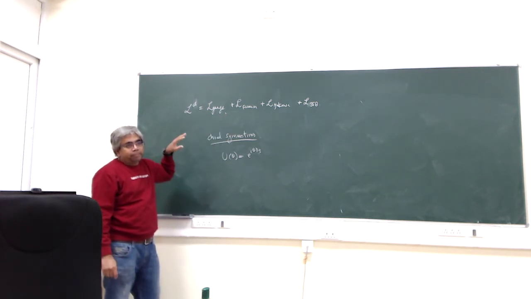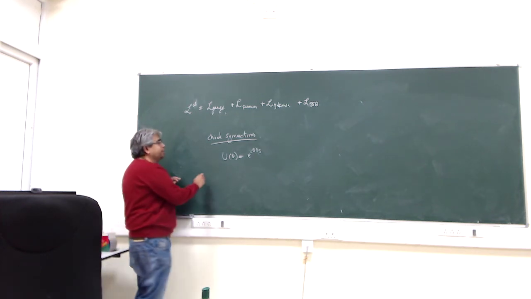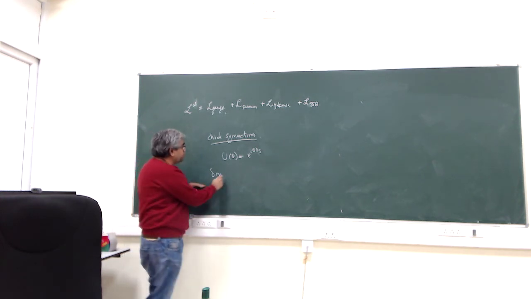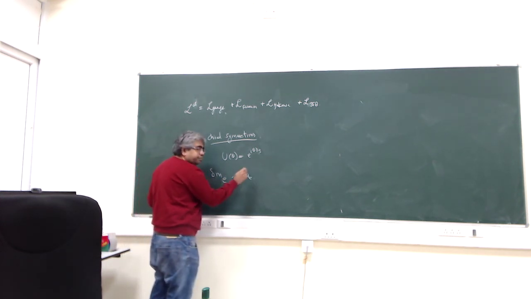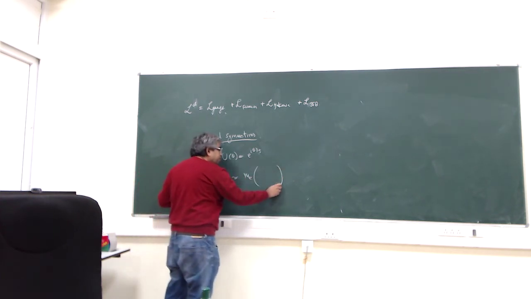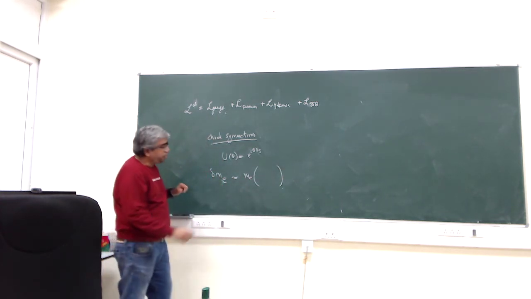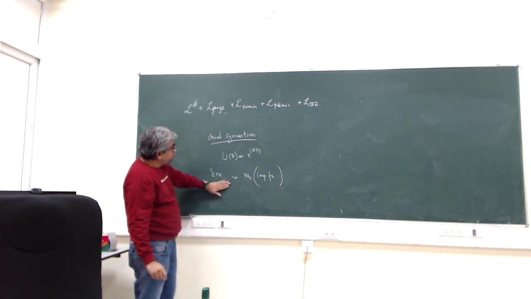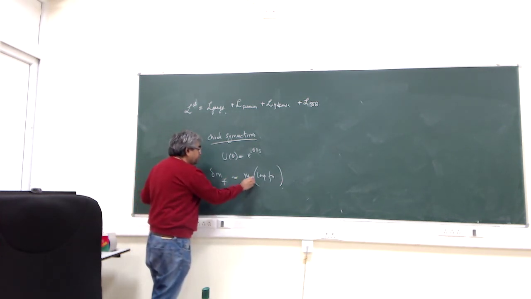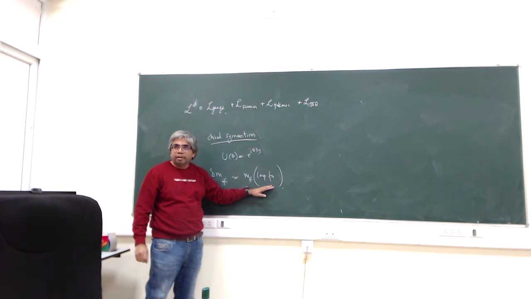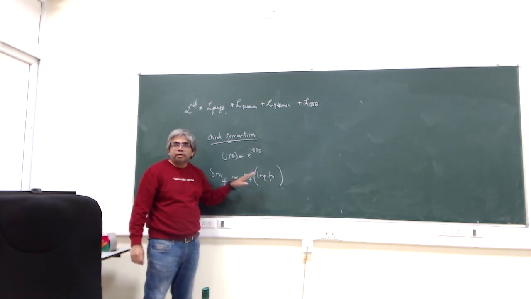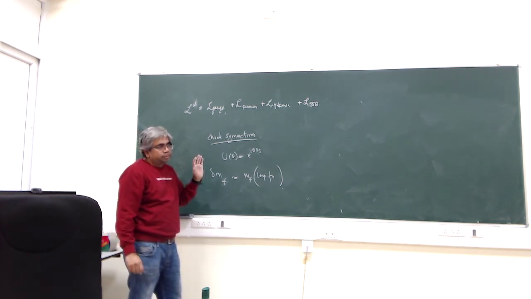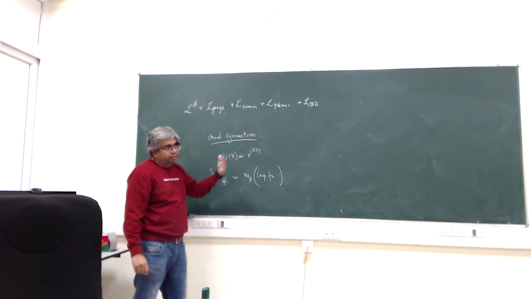What it means at loop level is that any correction to any fermion mass, say for example the electron mass, is always proportional to itself times some log and some loop function. You can generalize it to any fermion. So there is no large one-loop correction to the fermion masses. It's always proportional to itself, so it will be very small also.